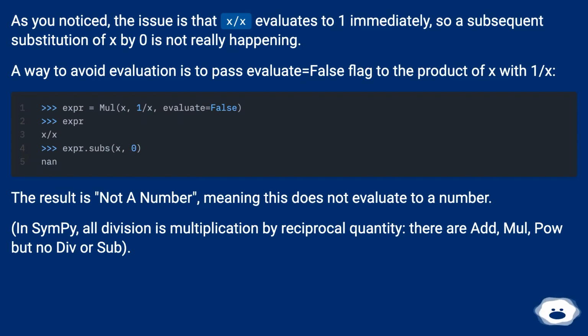The result is not a number, meaning this does not evaluate to a number. In Sympy, all division is multiplication by a reciprocal quantity. There are Add, Mul, Pow, but no Div or Sub.